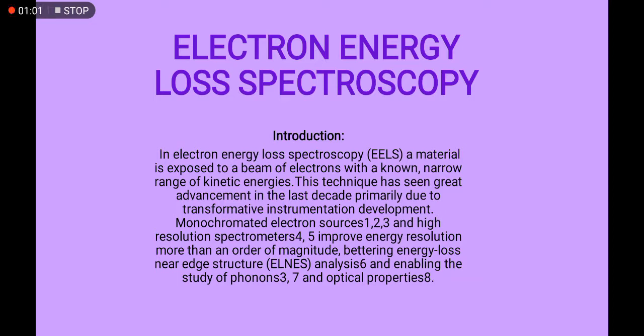Electron energy loss spectroscopy in the transmission electron microscope is an extremely powerful characterization tool offering spatially resolved data on elemental composition, chemical bonds, optical properties, and vibrational modes. This technique has seen great advancement in the last decade primarily due to transformative instrumentation development.